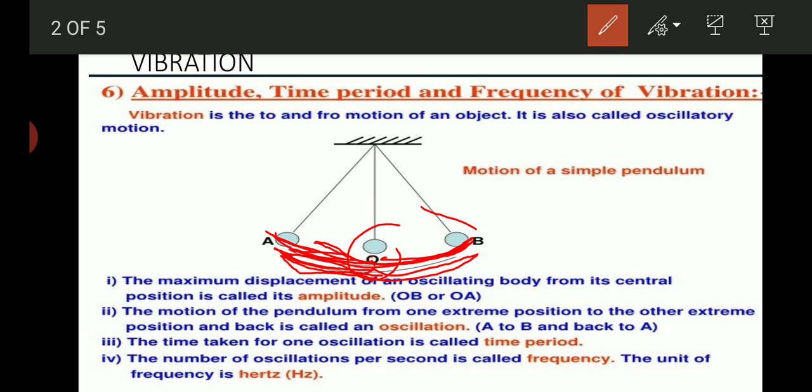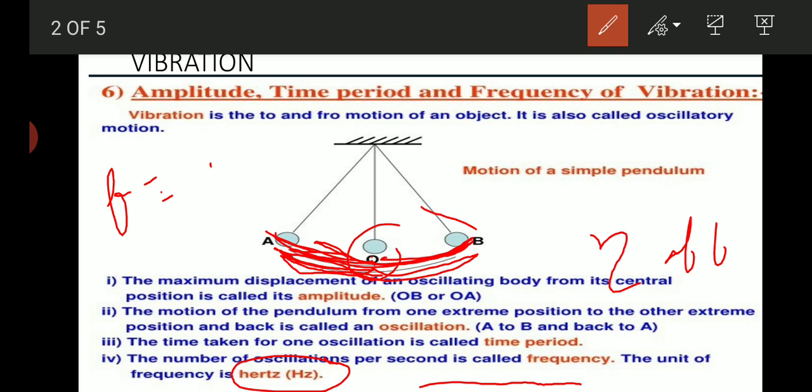Frequency of vibration is the number of oscillations made by a simple pendulum in 1 second. The SI unit of frequency is Hertz, represented as Hz, named in honor of the German physicist Heinrich R. Hertz, and it is denoted by N or f. Frequency f is equal to 1 upon T, that is, 1 Hertz is equal to 1 oscillation per second. If a simple pendulum makes 4 oscillations in 1 second, then its frequency will be 4 Hertz.